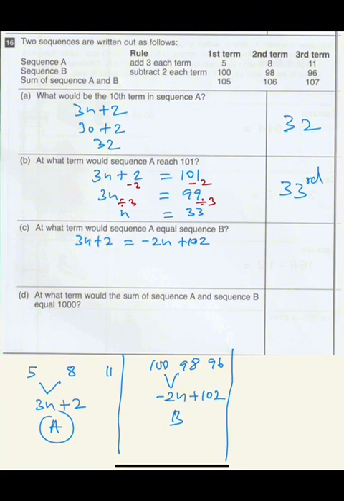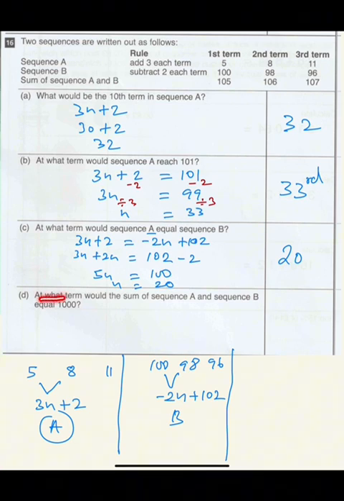So move all the unknowns to the left and numbers to the right. 3n stays here. This minus 2n moves to this side as plus 2n. This plus 102 stays on this side, and this plus 2 moves to the other side as minus 2. So 3n add 2n equals 5n equals 100. 5n equals 100, so n must be 100 divided by 5, which is 20. So the answer is 20, which means when n is 20, sequence A and sequence B have the same value.